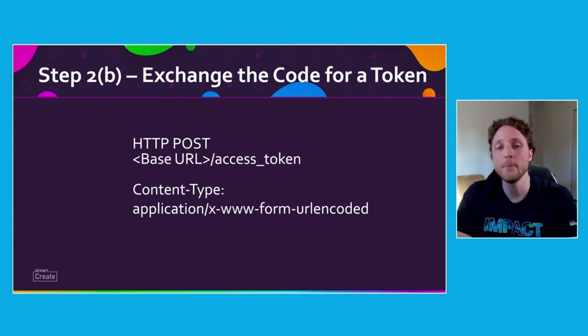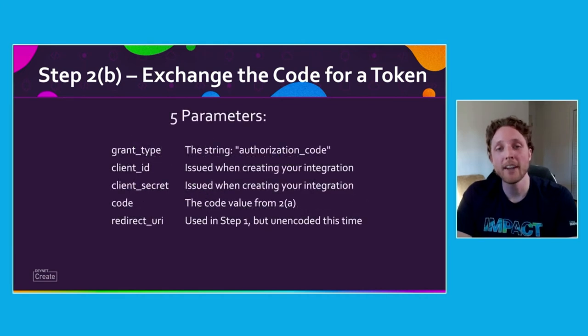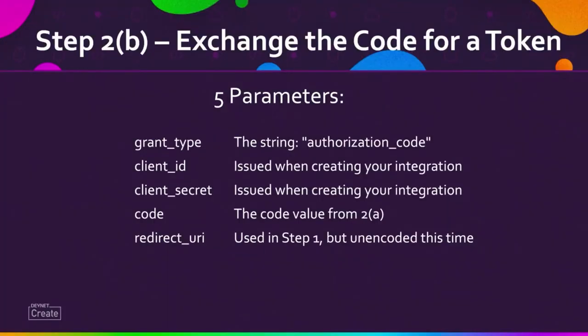To do that, we need to make an HTTPS post request to the /access_token endpoint specified by the service provider's documentation. This post will need to be sent as form URL encoded. There are 5 form fields sent with this post request, and by now we know what all of their values should be. Grant type should be the string authorization_code. Client ID and secret were given to us when we registered our app with the provider. Code is the value we just copied from the last step. And redirect URI is the same URL we sent in step 1, but this time it is not encoded.